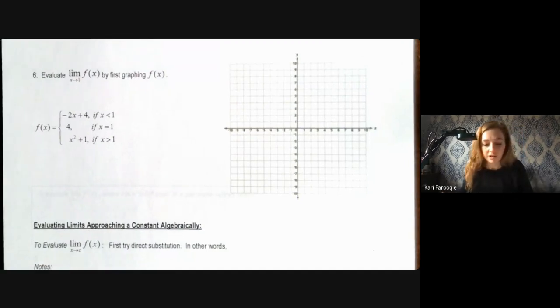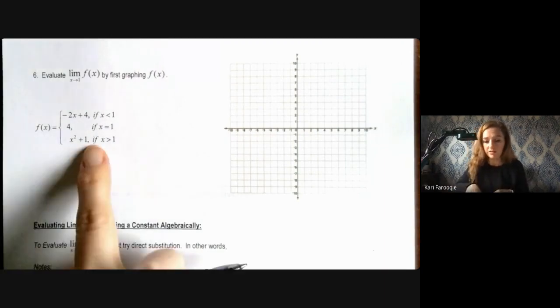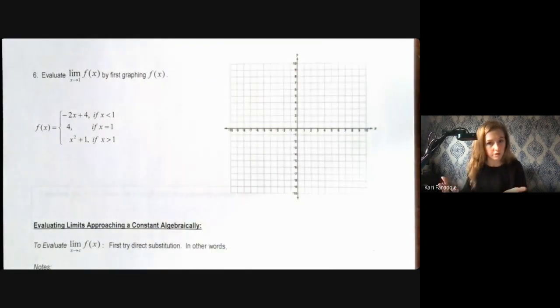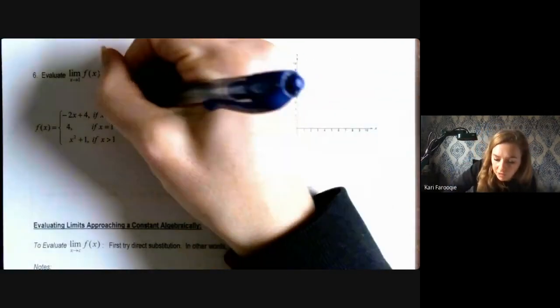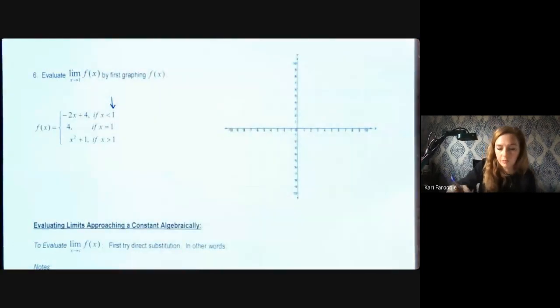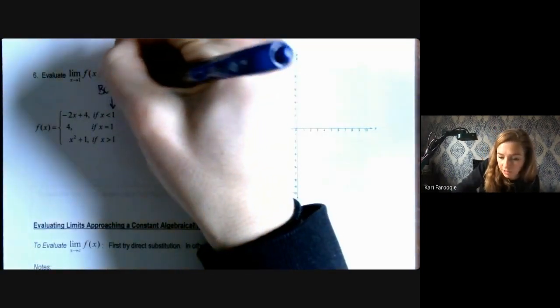All right, we are looking at the limit as x approaches 1 of f of x, and we're first going to graph the function. So basically, we're going to take this and turn it into a graph similar to what you just saw on the previous page, and we're going to evaluate the limit using the graph, and then we can, of course, look at these values algebraically as well. So without further ado, notice that your boundary point is x equals 1. That's where all of your graphs are changing.